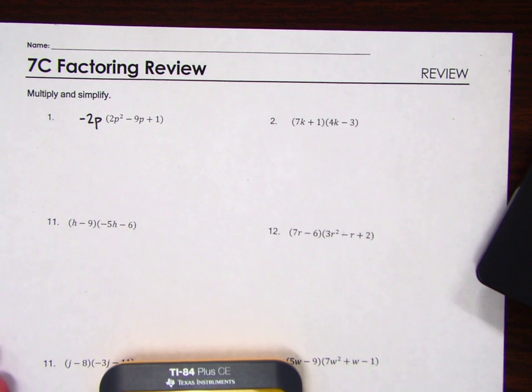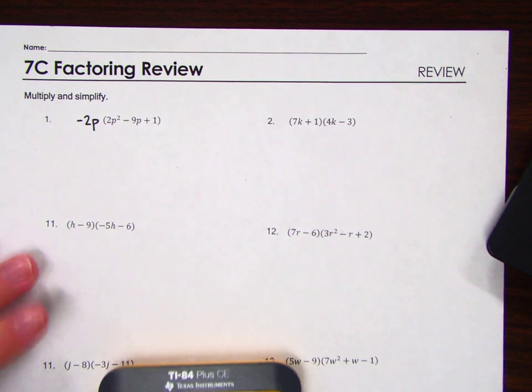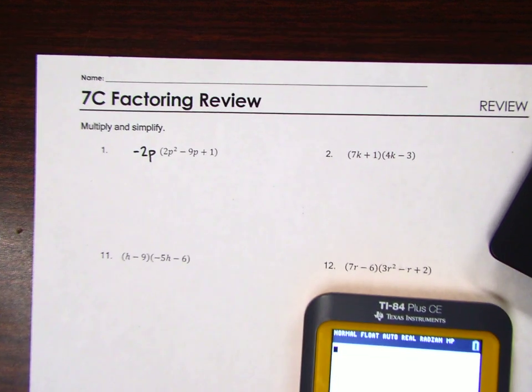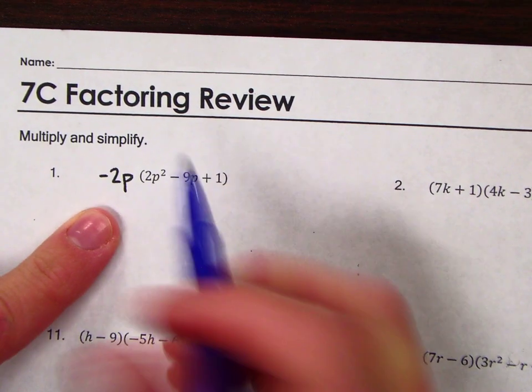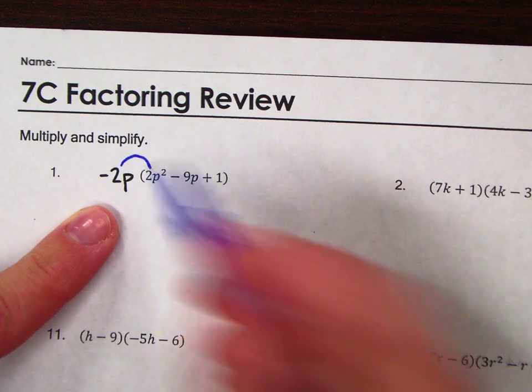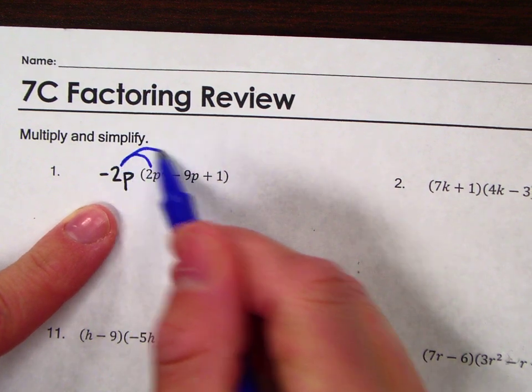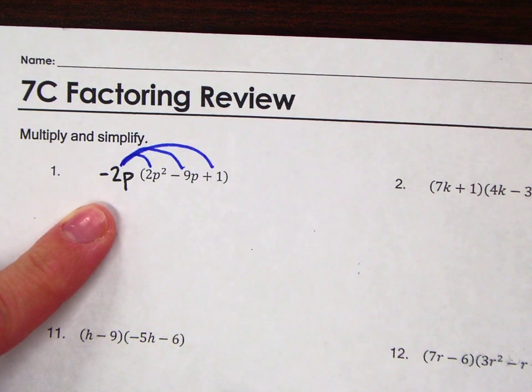Okay, so what I'm going to show you in this video are some calculator tricks for figuring out these answers. All right, on number 1, it says multiply and simplify. The way that we do this by hand is we are going to distribute the number in the front. So we're going to distribute the negative 2p to everything in these parentheses.